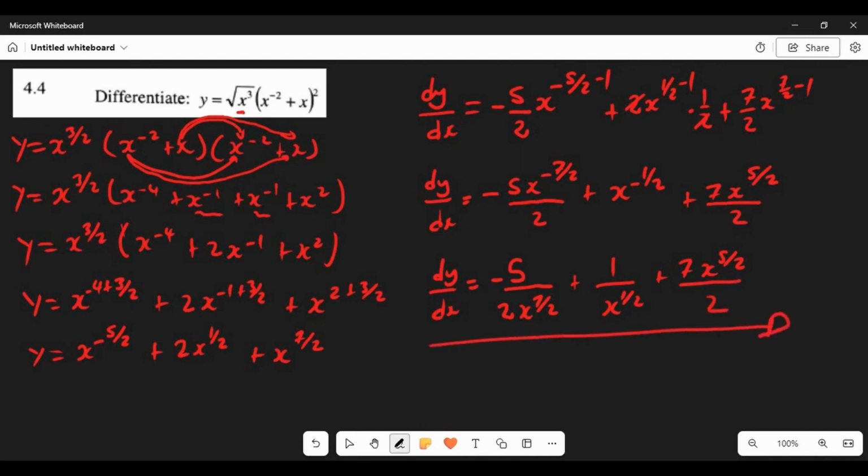Guys, this is how you do this one. I know this was a bit challenging. If you didn't know what to do here, you could have made lots and lots of mistakes. I hope you did not though. So guys, I hope this question you managed to get it.